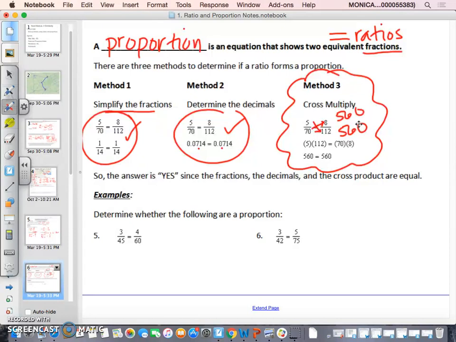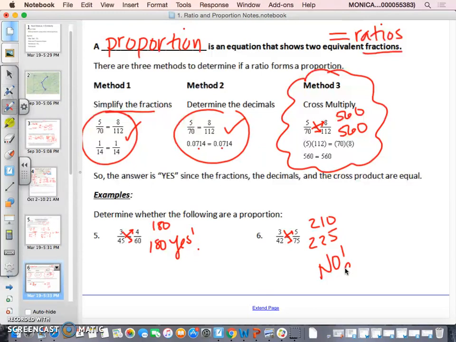Now we're going to first have to determine whether the following are a proportion. And when you're solving for an unknown, you can assume that they're going to set up a proportion. So I'm going to use cross products as my way. Whenever there's an equal sign in the middle, that tells me cross products. So I know this is 180, this is 180, so yes, we have a proportion. And over here, I set up my cross products, 42 times 5, that's 210. 3 times 75 is 225. And since these are not equal, this is not going to set up a proportion. So that's a big old no.